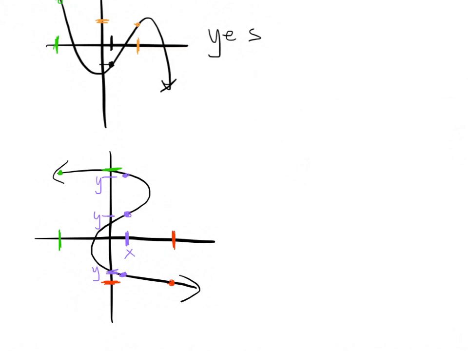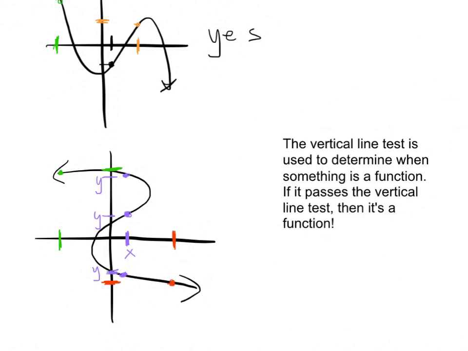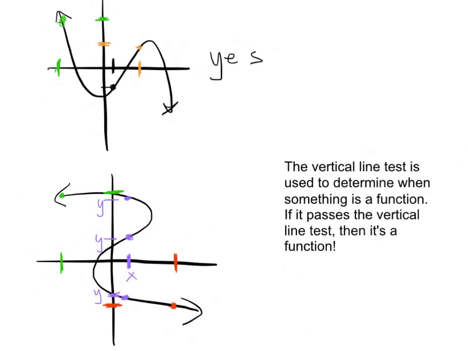So this is sort of my explanation for why the vertical line test works. Remember that the vertical line test is used to determine when something is a function. So again, just making sure, the vertical line test is the thing that you use to determine whether something's a function. For the things that I have here, the top one passes the vertical line test, and so yes, it is a function. The bottom thing does not pass the vertical line test, so no, this bottom one is not a function.